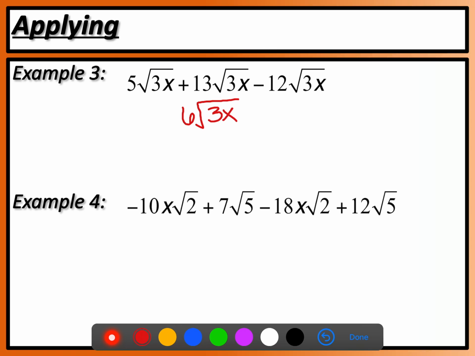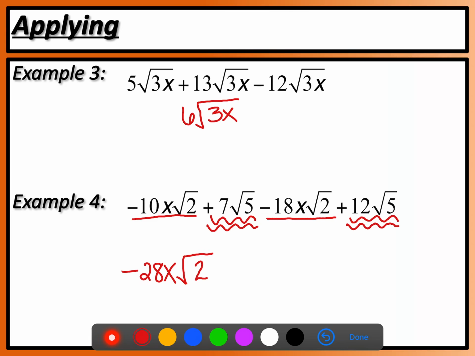Okay, in example 4, we see that we have two different pairs of like terms here. Just like when we solved equations and we identified our like terms, I have two different sets here. I'm going to combine the coefficients. So negative 10x minus 18x is negative 28x, and 7 plus 12. Oh, whoops, I forgot my radical over here. Root 2 stays the same. And then it's 19 square root of 5.